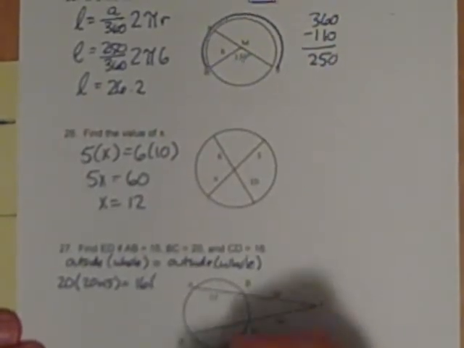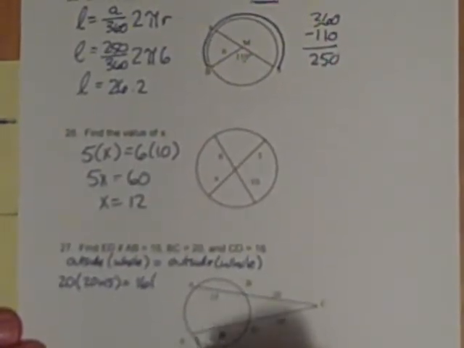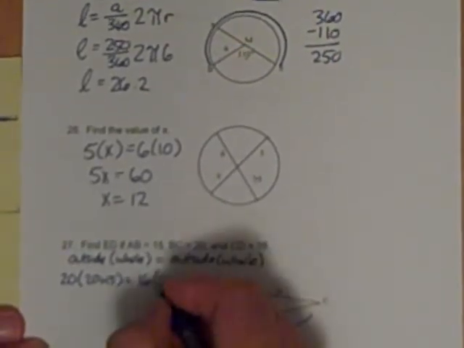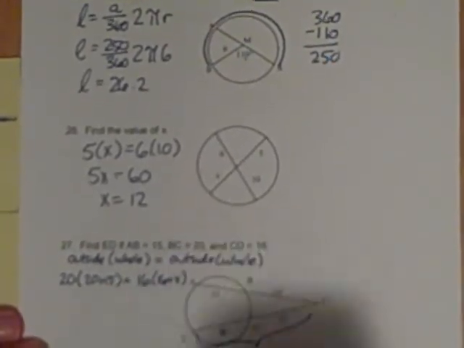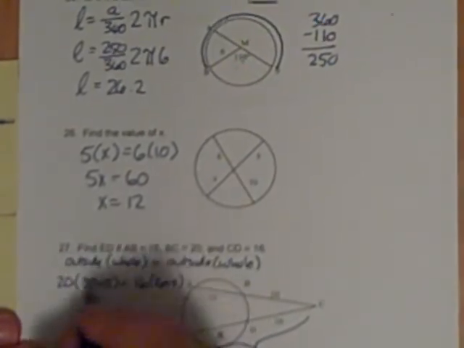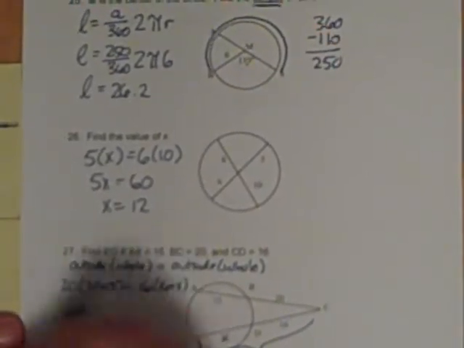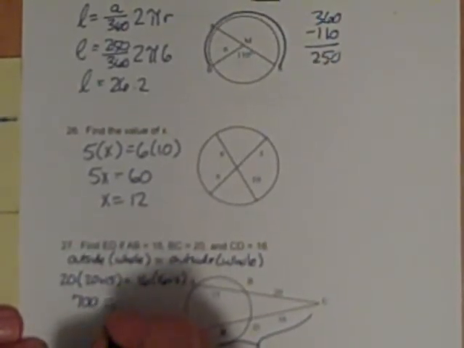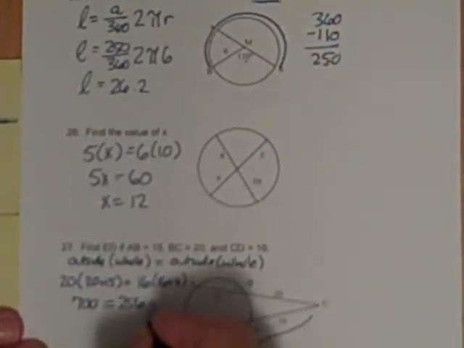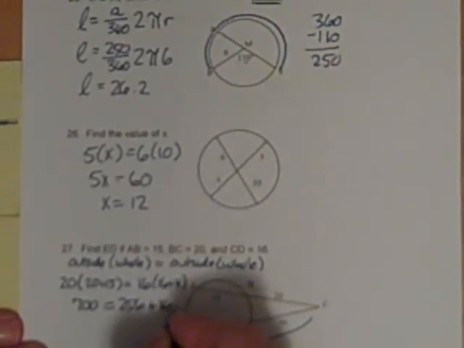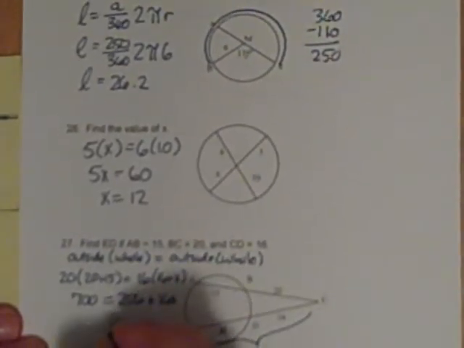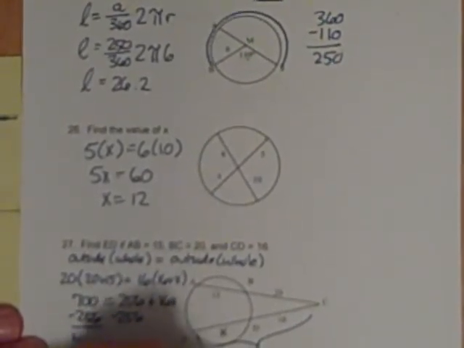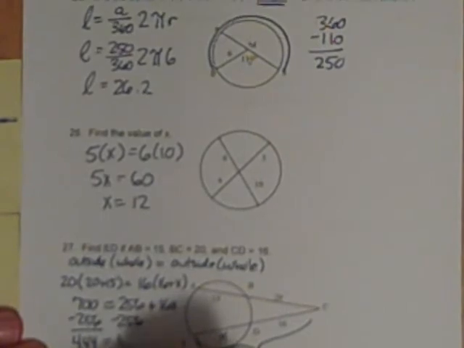Multiply that by the whole length, and we don't know what this is. That's x. The whole length would be 16 plus x. So 16 plus x goes right there. Cross multiply, so we distribute. 35 times 20 is 700 equals 256 plus 16x. Don't forget to multiply that. Subtract 256 from both sides. So 444 equals 16x.